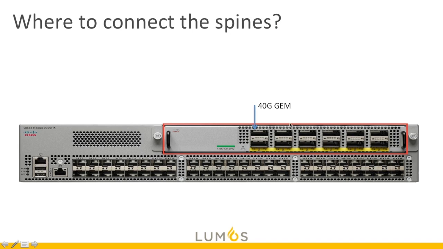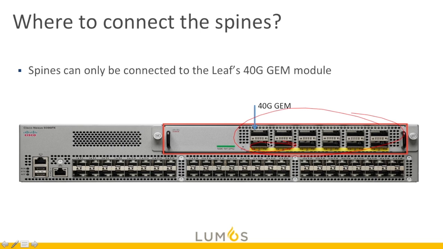Where to connect the spines, we talked about this a little bit earlier. These ports here, typically designated in yellow, but not always, go up to our spines. So spines can only be connected to leaves via the 40 gigabit module. So these ports here, which are 10 gig, or on the newer ones can be 25 gig, they're not capable of being plugged into the spines. Spine connectivity is 40 gig or better.